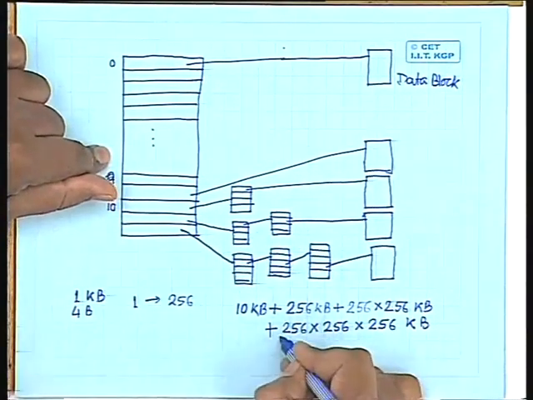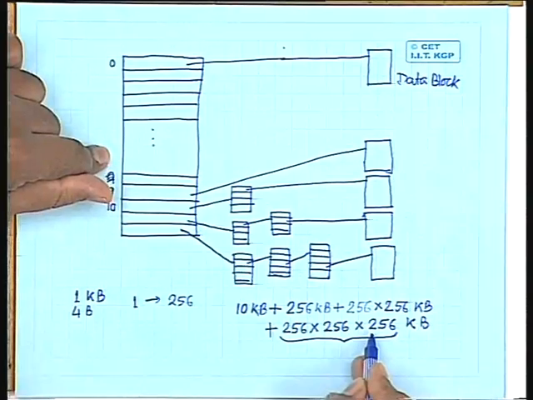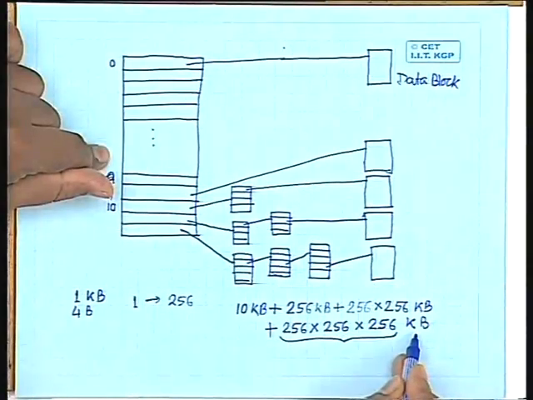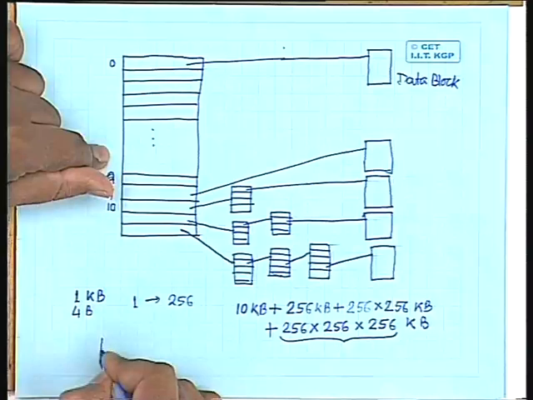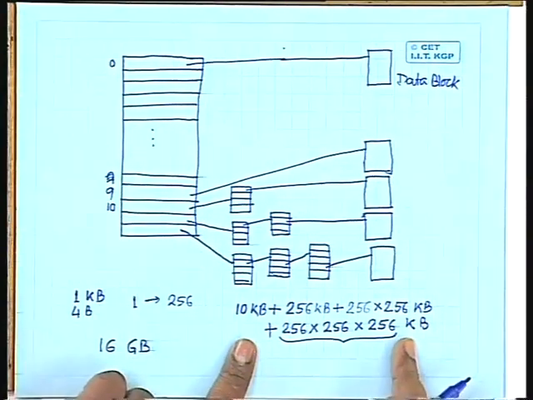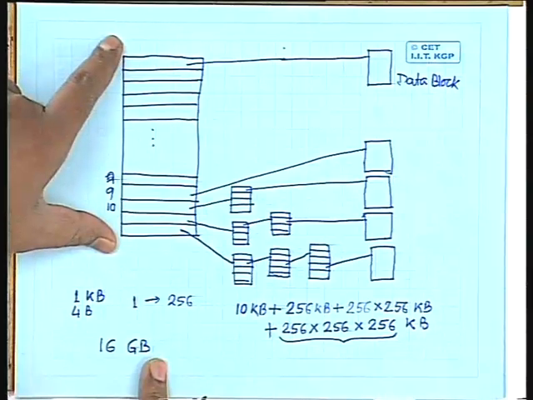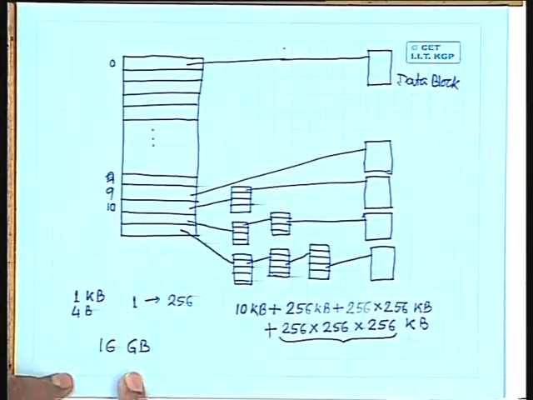Now if you compute this, it is nothing but 2 to the power 24 kilobytes. 2 to the power 24 kilobytes means 16 megabytes of kilobytes, that is, 16 gigabytes. So just the triple indirect block gives you a file size of 16 gigabytes. So the size of a file which can be accessed by this inode structure is more than 16 gigabytes, and I think this is sufficient for most of the applications that you can think of.